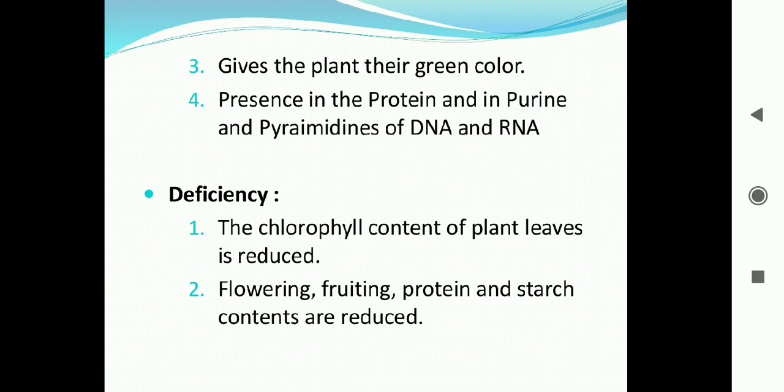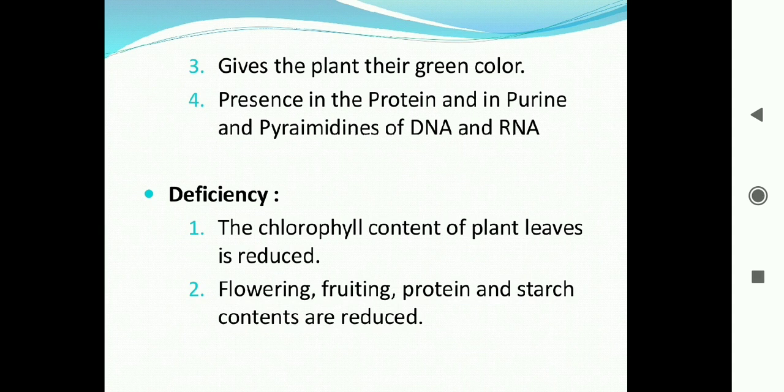Then what are the deficiency symptoms of nitrogen? As we know, deficiency means if this nutrient is in very less supply than the requirement, then we call it a deficiency. And if there is a deficiency of nitrogen in the soil, then it produces some deficiency symptoms. So what are these deficiency symptoms? Firstly, the chlorophyll content of plant leaves is reduced. Nitrogen is required for chlorophyll synthesis. If the nitrogen supply is decreased, then definitely it affects the chlorophyll content of the leaves.